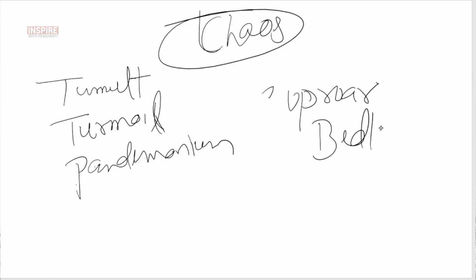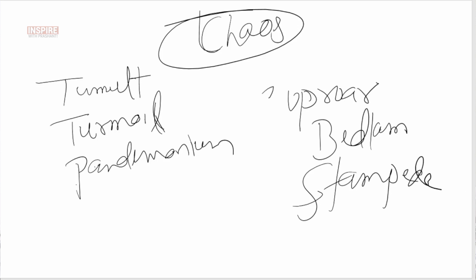Uproar is a noise, but the state of noise and confusion is uproar, uproarious. It's all about chaos and confusion. Okay. Another sort of chaos because of a lot of crowd is bedlam, and you have a word like stampede. These are words for great chaos, any sort of chaos. So remember tumult, turmoil, tumultuous situation.